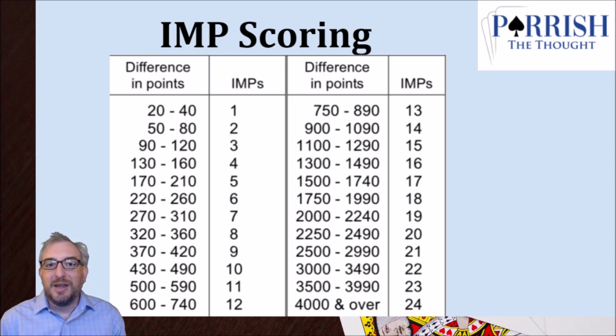So let's say that you have an overtrick. You made 3 spades and your opponents made 2 spades. So you have 30 more points than they do. You get 1 imp. Let's say that you made a game that they didn't make and you get an extra 400 points. That's 9 imps.